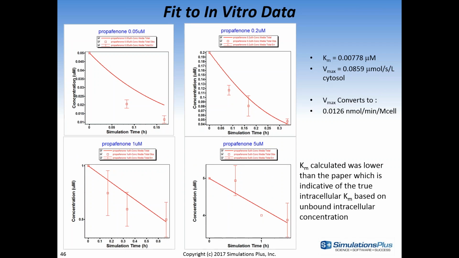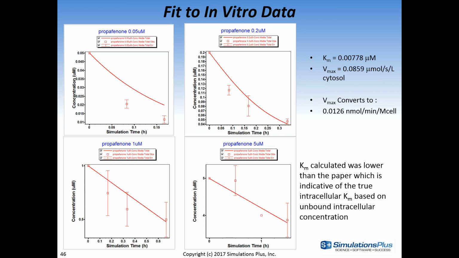So we were able to fit the Km and Vmax for this system to the experimental data. There is quite a bit of experimental variability in this case, but we were able to obtain a Km value and Vmax value, a very low Km value for this molecule of about 0.00778 micromolar and a Vmax of 0.0126 nanomoles per minute per million cells.